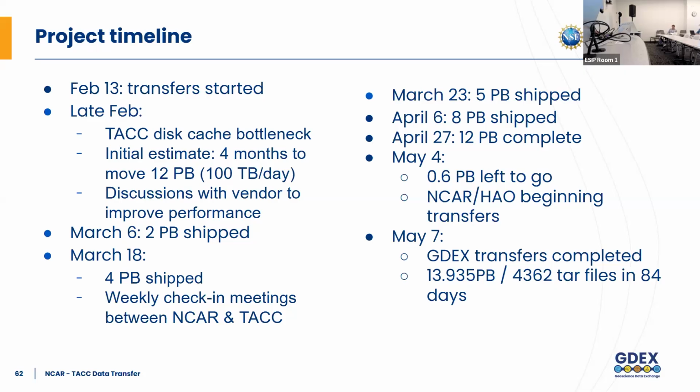After that, in early March, things really kicked in, and we started to see the optimal transfer rates. Prior to that tuning by the vendor, our initial estimate to transfer all this data was 4 months, or roughly about 100 terabytes a day. But once they got that tuned, things really picked up. By mid-March, we had already transferred 4 petabytes. That was after a month of starting the transfers.